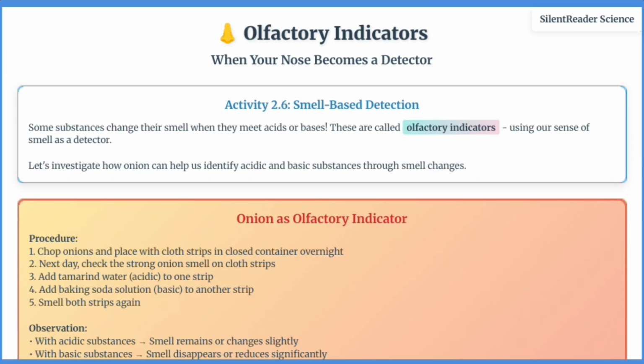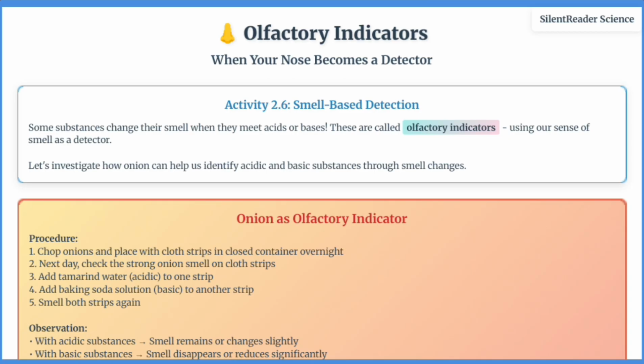Some substances change their smell when they meet acids or bases. These are called olfactory indicators. In Activity 2.6, we use onion as an olfactory indicator. When we soak cloth strips with onion smell and then add basic substances like baking soda solution, the characteristic onion smell disappears. However, with acidic substances like tamarind water, the smell remains.